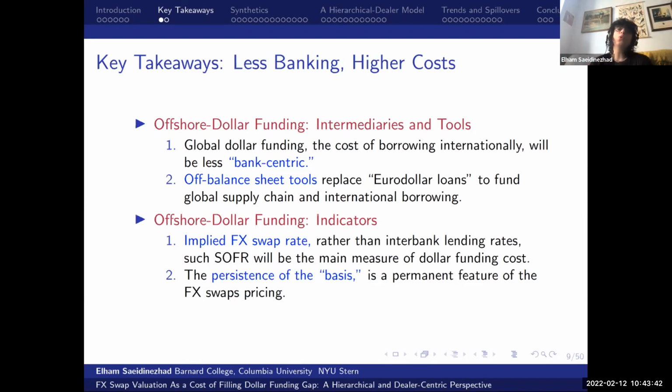At the same time, when it comes to the tools in this offshore dollar funding market, as of now, the most important tool has been the Eurodollar loan, this interbank loan. And what we are seeing in the market is that the tools are also changing. The tools that are funding this global supply chain, if you want to connect it to the real economy or international borrowing, instead of using loans, we are using off-balance sheet tools such as FX swaps. So we are using derivatives to finance this global supply chain. So this is also one of the interesting changes in market structure.